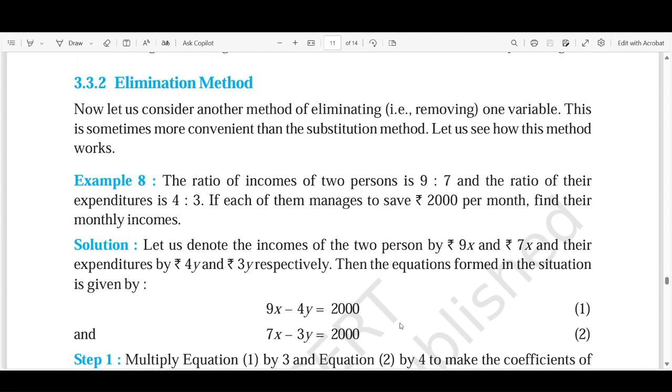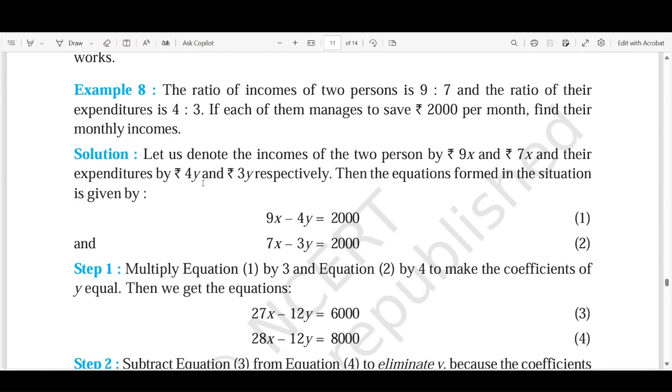Since the ratios were given, we have to consider the incomes of two persons as 9x and 7x and their expenditures as 4y and 3y. Clear? Now we have to form a pair of linear equations from the given data that they are saving 2000 rupees per month. So we have to form the equation such that the difference between the income and the expenditure equals 2000. So for the first one, 9x is the income and 4y is the expenditure. So 9x minus 4y equal to 2000, and for the second person, 7x is the income and 3y is the expenditure. So 7x minus 3y equal to 2000.